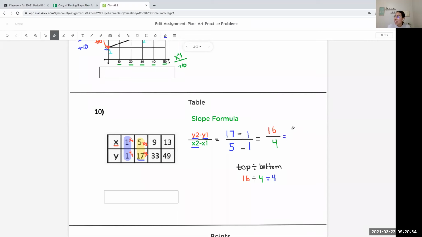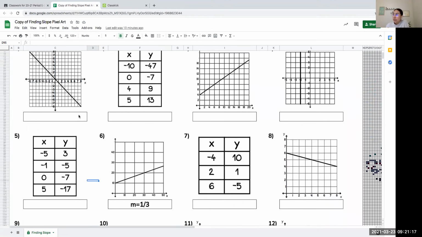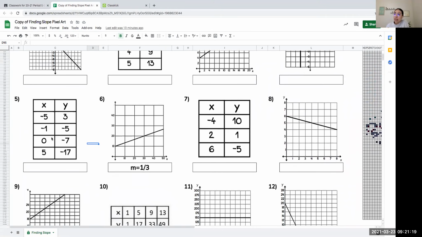Yes, good question. I like that. This is the same question I was asked in first period. That's a really good question. So some of you might think, well, you're always picking the first 2 points, the first 2 pairs. Do I always have to pick the first 2 pairs? No, you don't always have to pick the first 2 pairs. And let me go back to your homework. See, when I look at number 5, I would not pick the first 2 pairs. I would pick the pair that has the 0 and the -7.